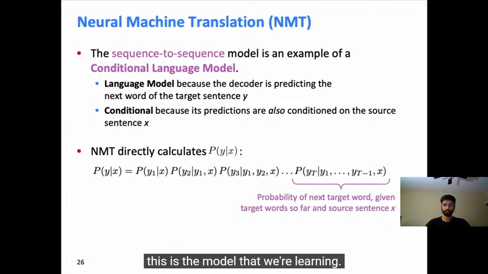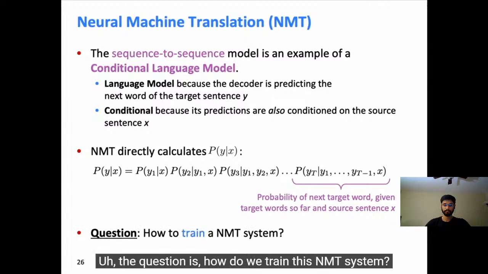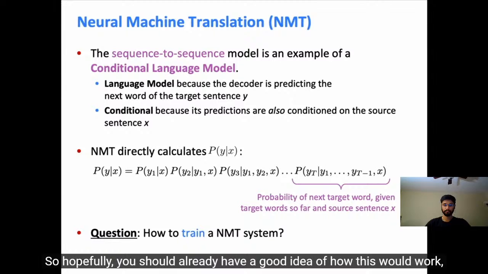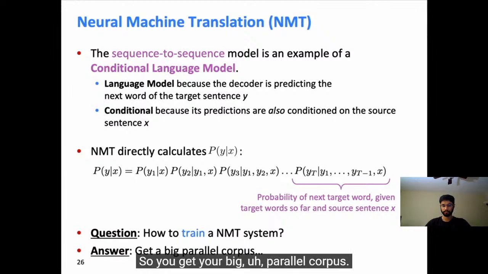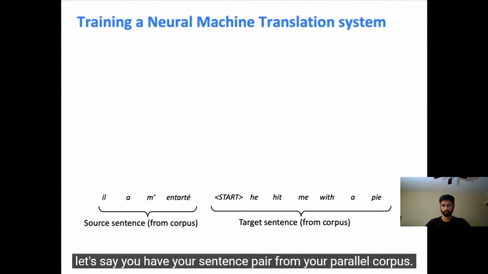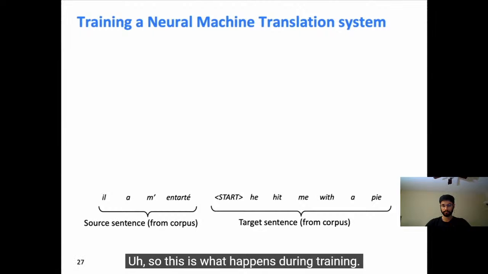So this is the model that we're learning. The question is, how do we train this NMT system? Hopefully you should already have a good idea of how this would work, given that we've already seen how you would train a language model. But here are the details just in case. You get your big parallel corpus, and then let's say you have your sentence pair from your parallel corpus.